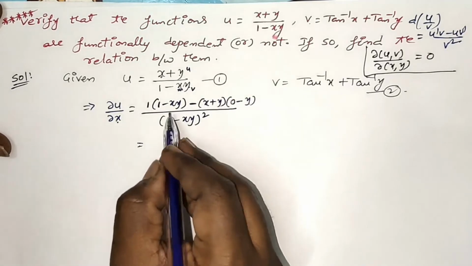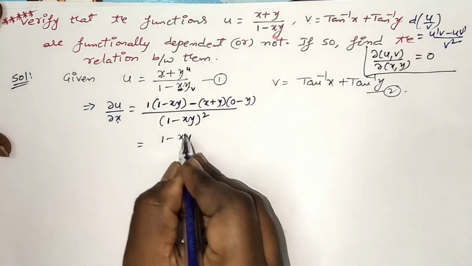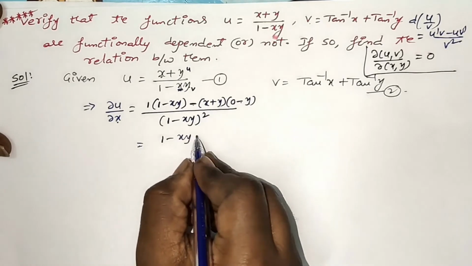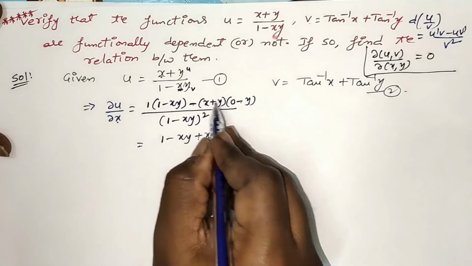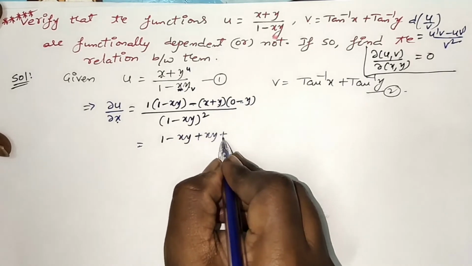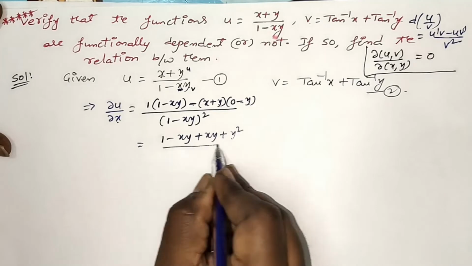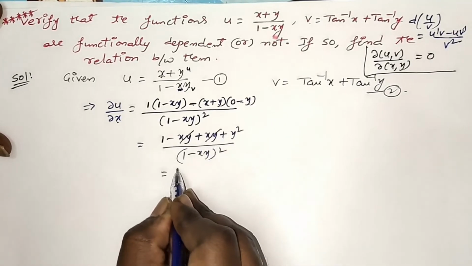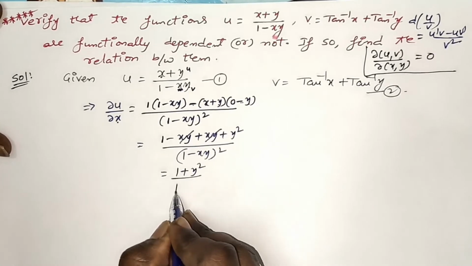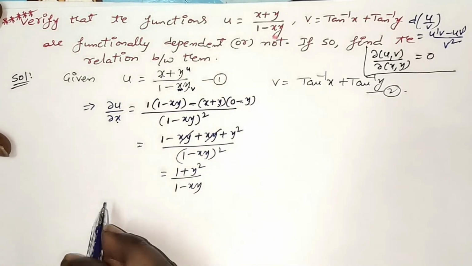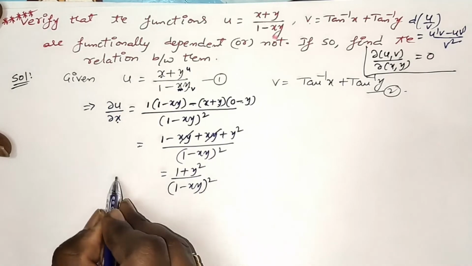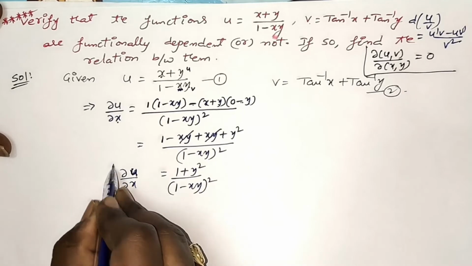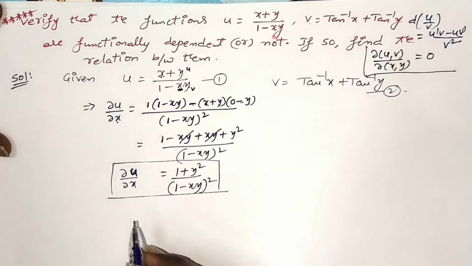Now simplify the terms. You will get 1 minus xy, okay, minus x into minus y. So you will get plus xy, minus into minus y into y, plus y square. So the denominator is the same term. We got (1 plus y square) by (1 minus xy) whole square. This is dou u by dou x, the partial differentiation of u with respect to x.